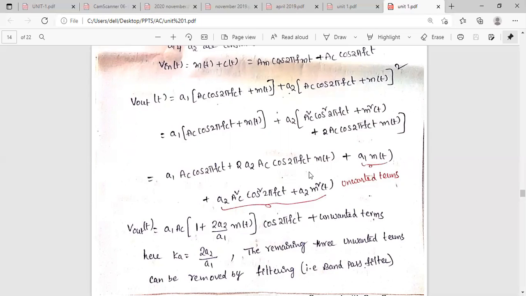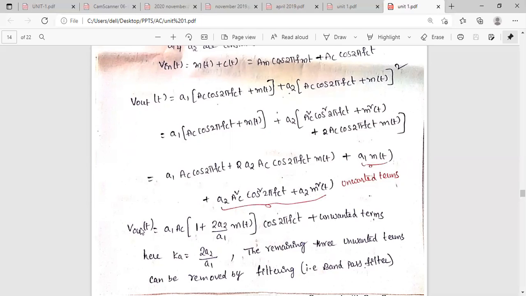So here the band pass filter circuitry's center frequency will be tuned to the carrier frequency. So this term will be allowed to the output by the band pass filter. And here also the center frequency is the carrier frequency, so this term is also allowed by the band pass filter. The remaining terms are all rejected by the band pass filter.